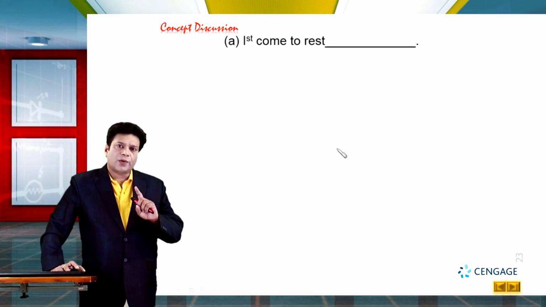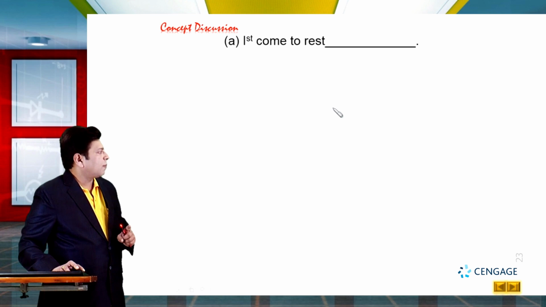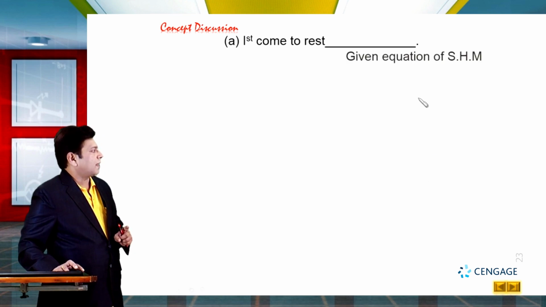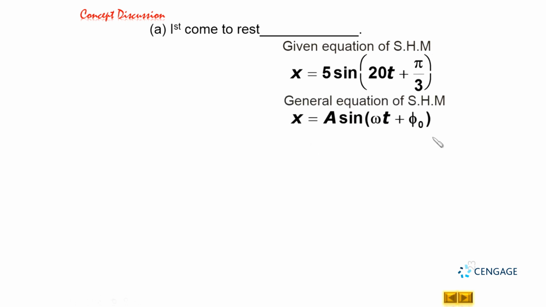And we are given the equation of SHM in this question as 5 sin(20t + π/3). So let us write this equation. And we know the general equation, that is x = a sin(ωt + φ₀). If you compare both equations, this φ₀, that is the initial phase, is equal to π/3, and this ω, that is the angular frequency, is equal to 20.